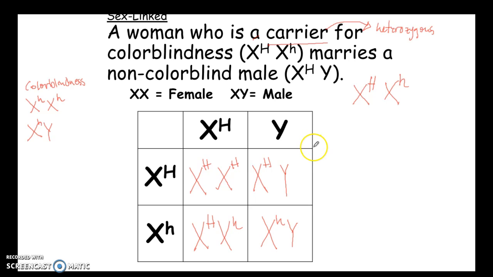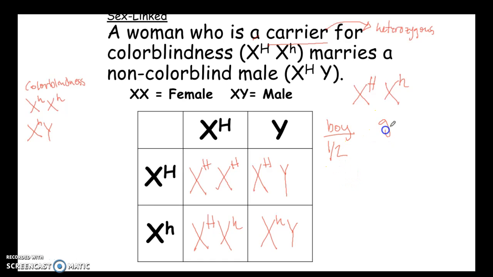So what are the chances that this couple will have a colorblind male, a colorblind boy? If you look at this square here, these two right here are females, so we're actually looking for boys. So these two are the boys. That means there's a 1/2 chance of having a boy that is going to be colorblind. Again, to be colorblind, you have to have that little h. So there's a 1/2 chance, or 50%, of having a boy that is colorblind.